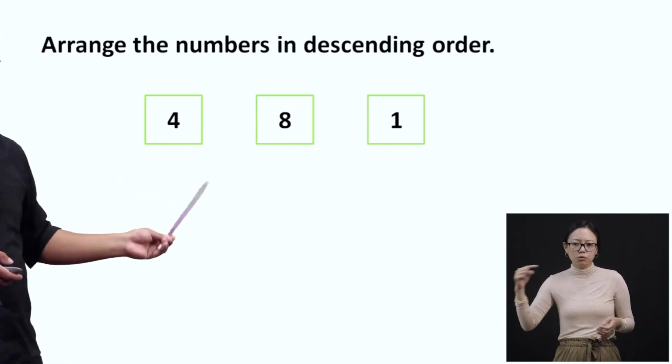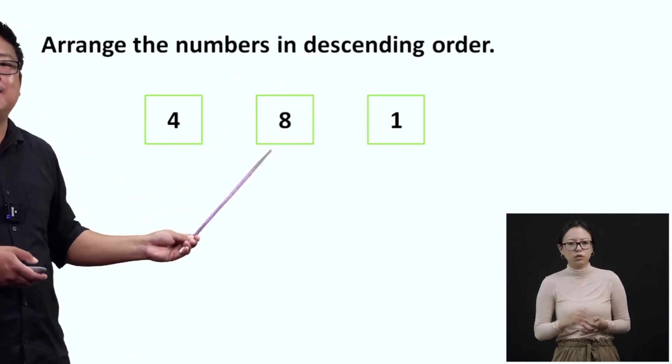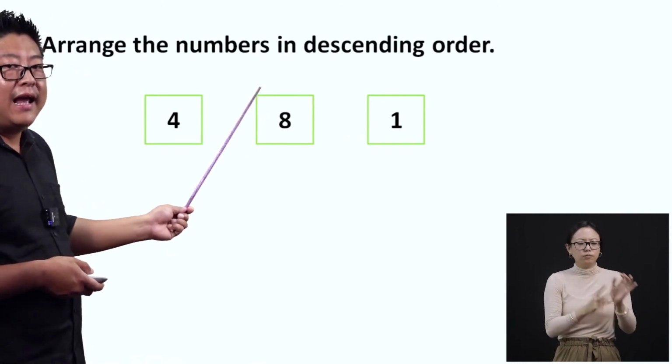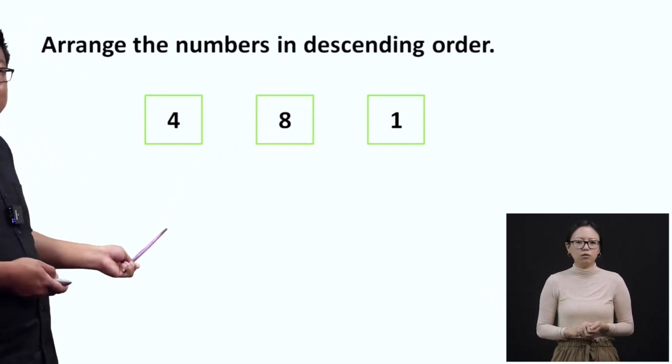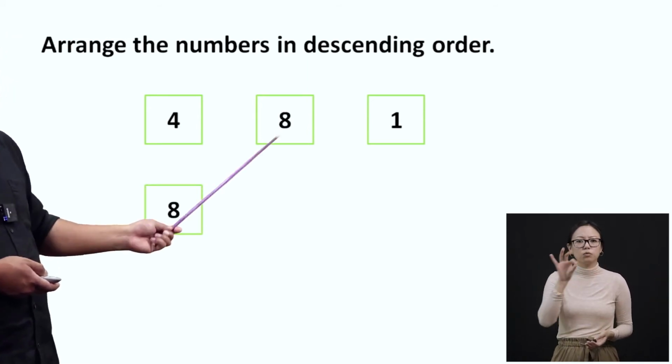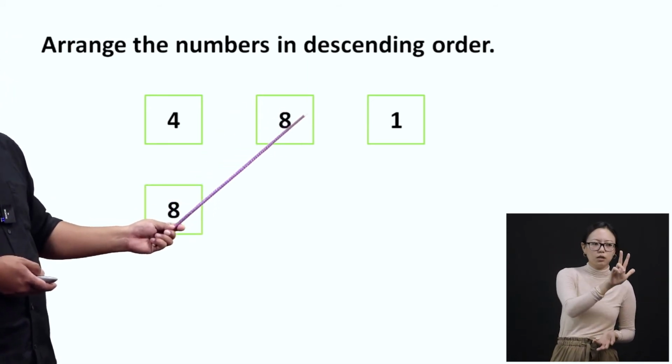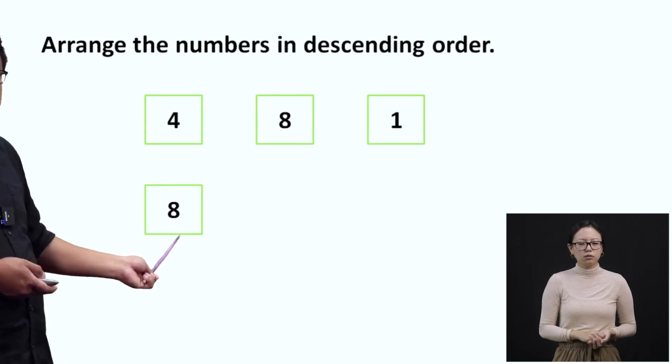So let's try to identify which is the biggest number here. We see that 8 is the biggest number. So we will take the 8 in the first place now. We are going to rearrange these numbers. So the bigger number will come in the first place.